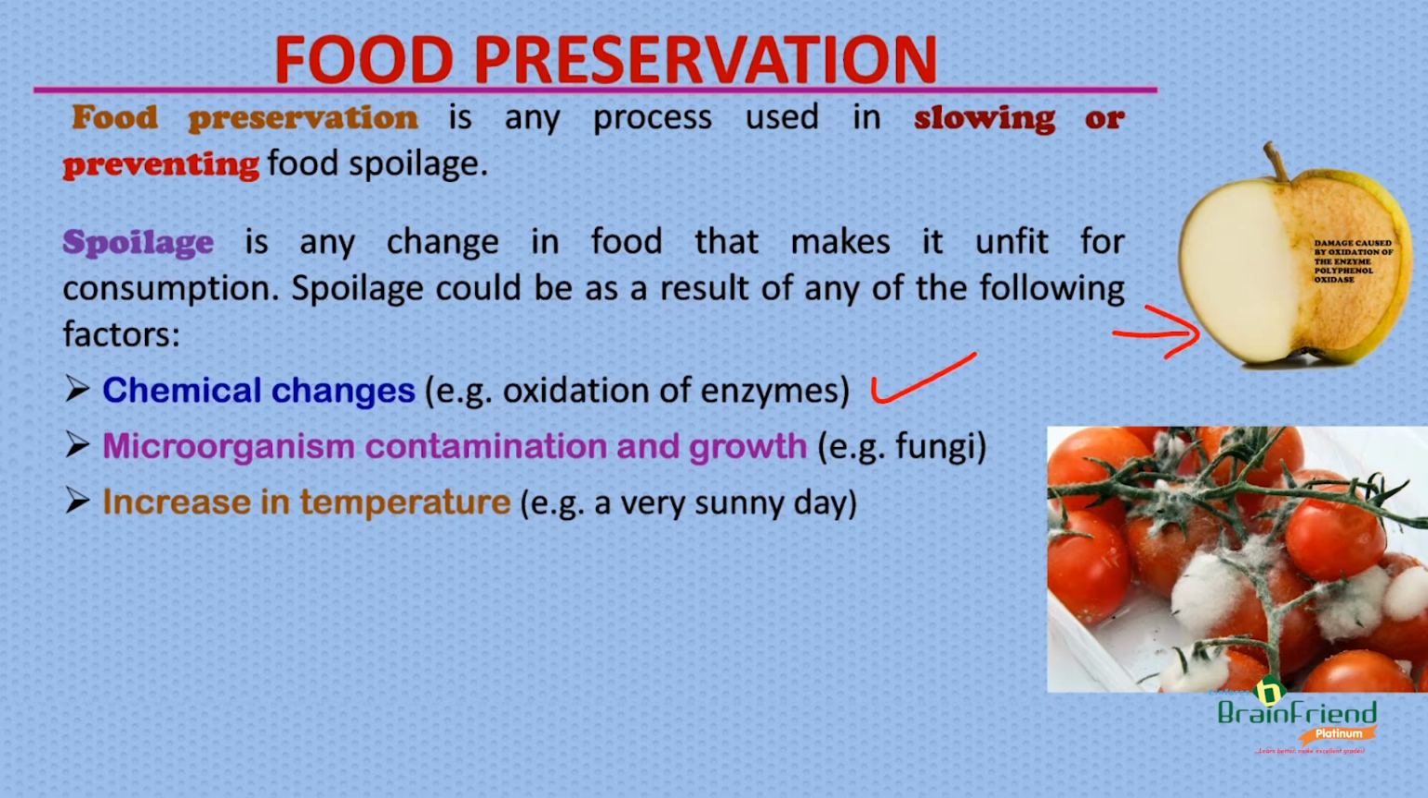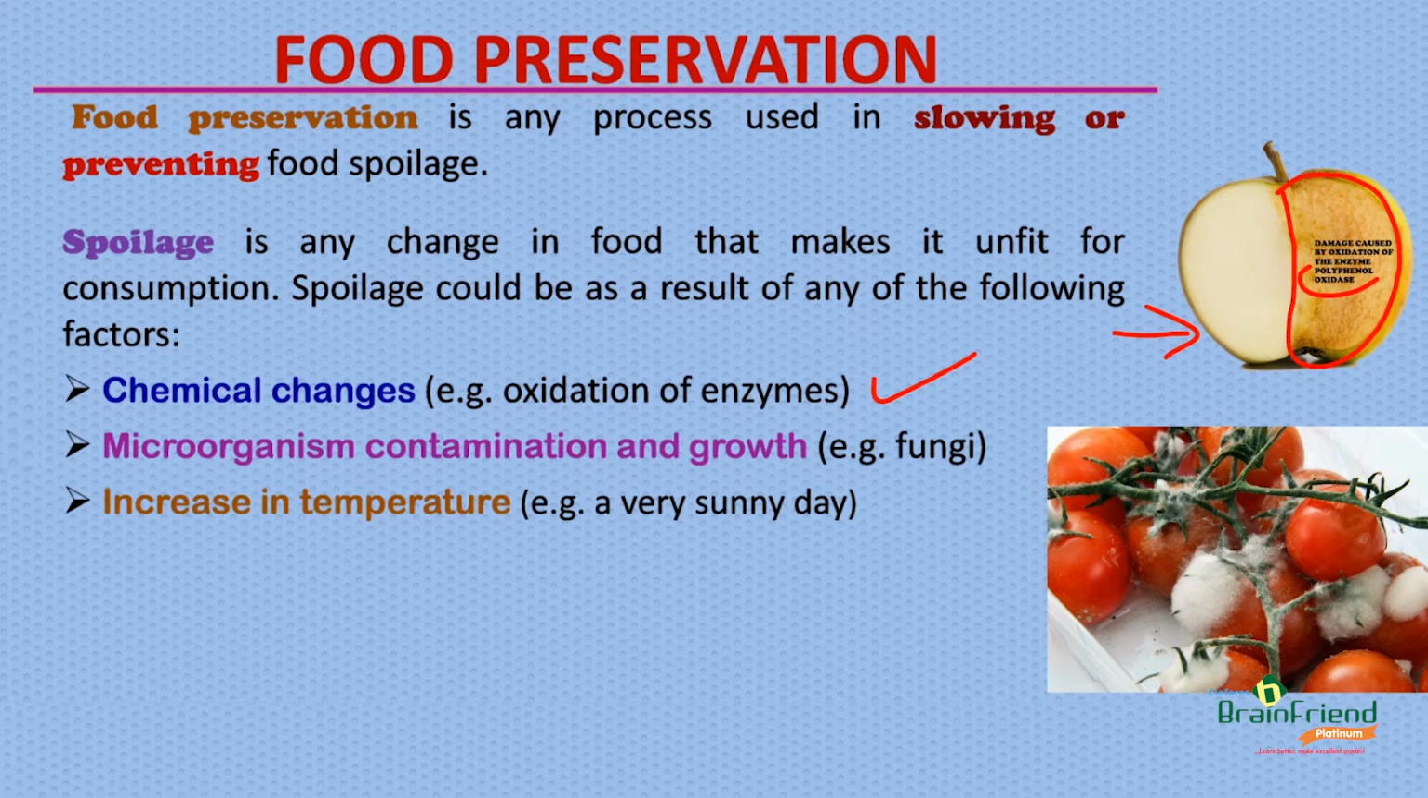It contains an enzyme known as polyphenol oxidase. When polyphenol oxidase is exposed to the atmosphere, it reacts and undergoes oxidation, changing to another compound known as melanin. Melanin is the pigment that causes this brown coloration in this part of the apple as seen from the image.